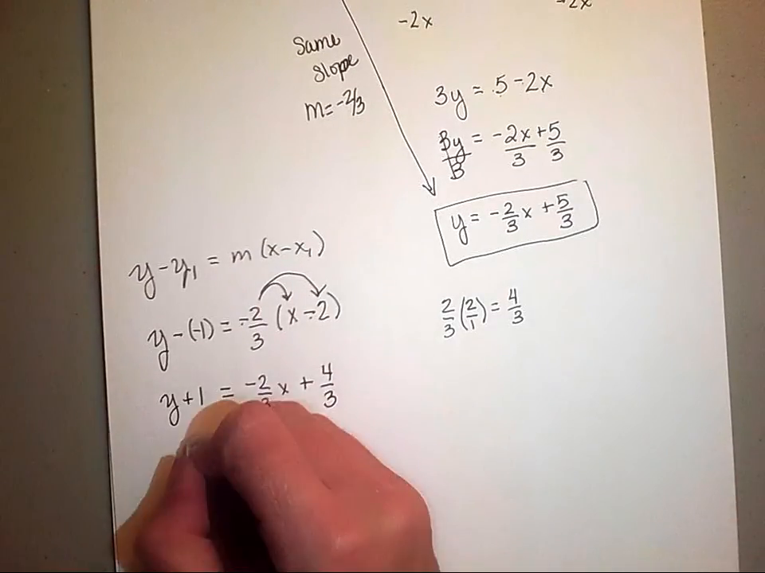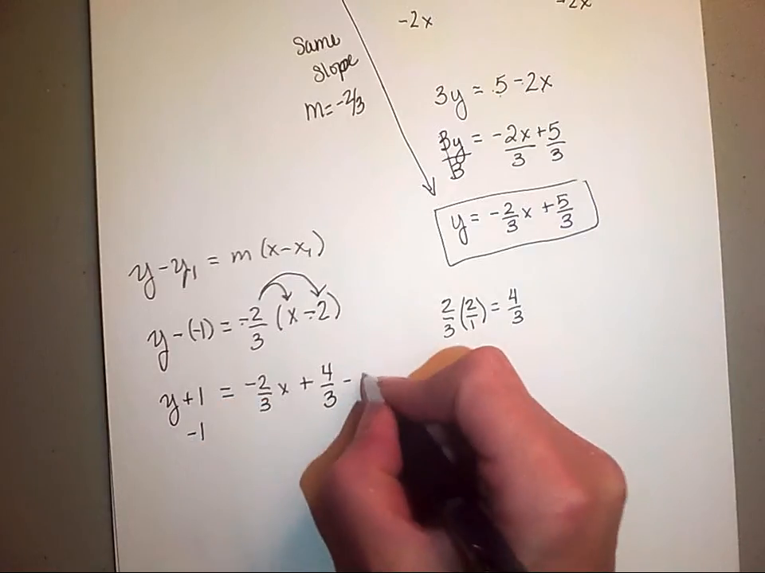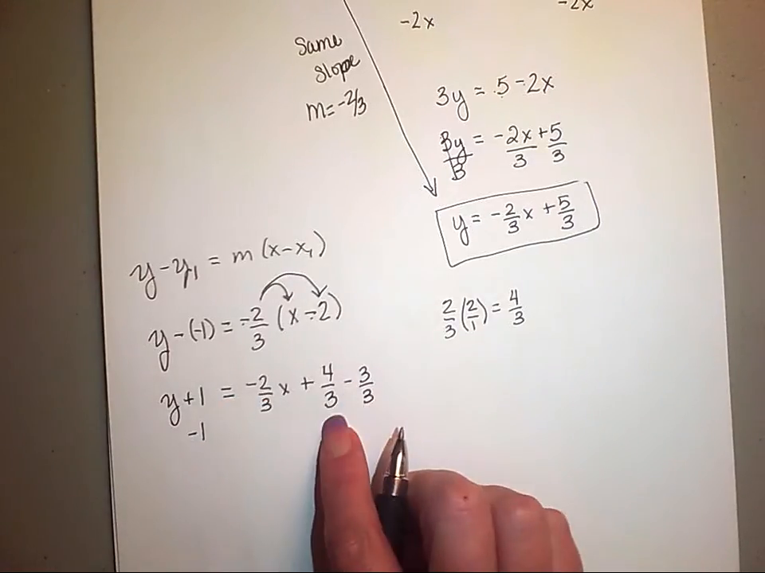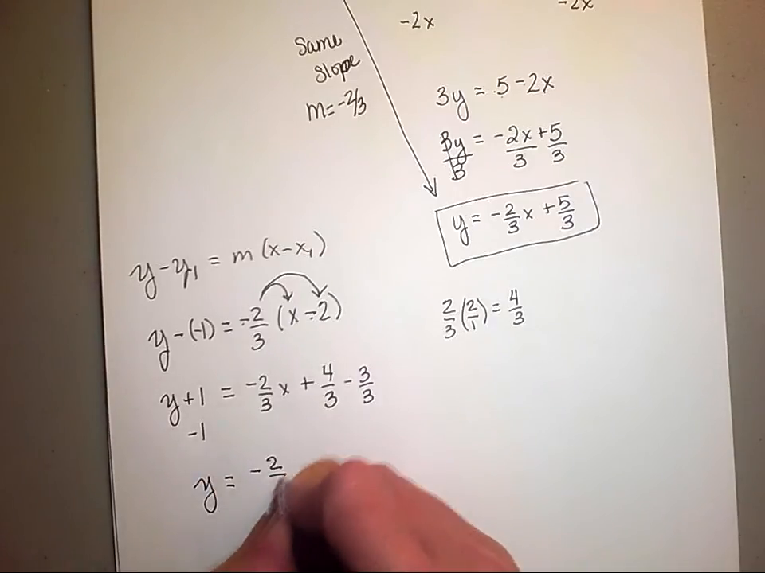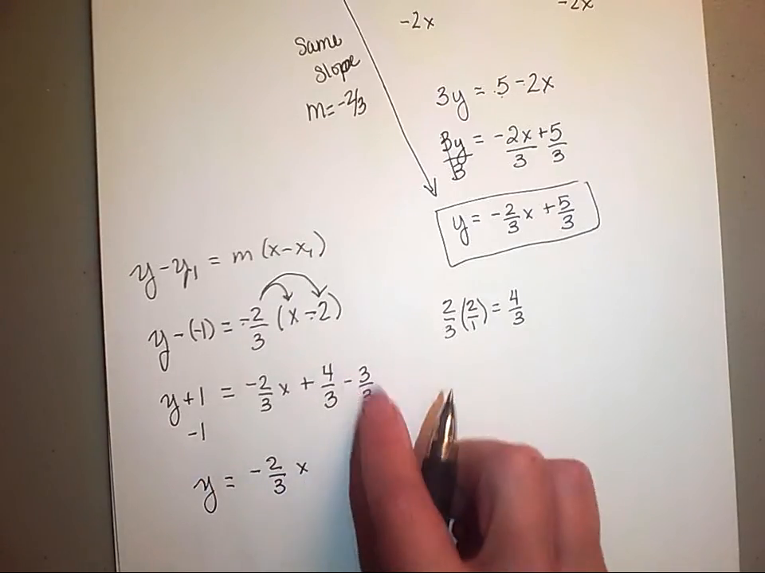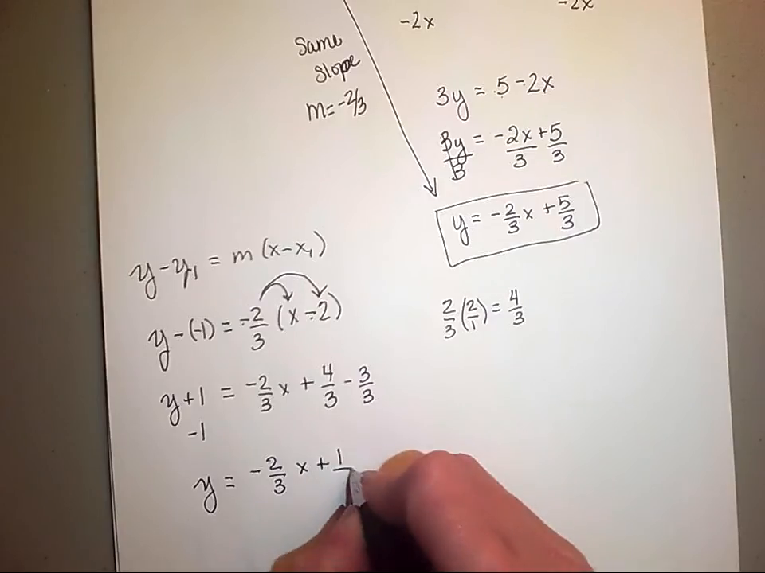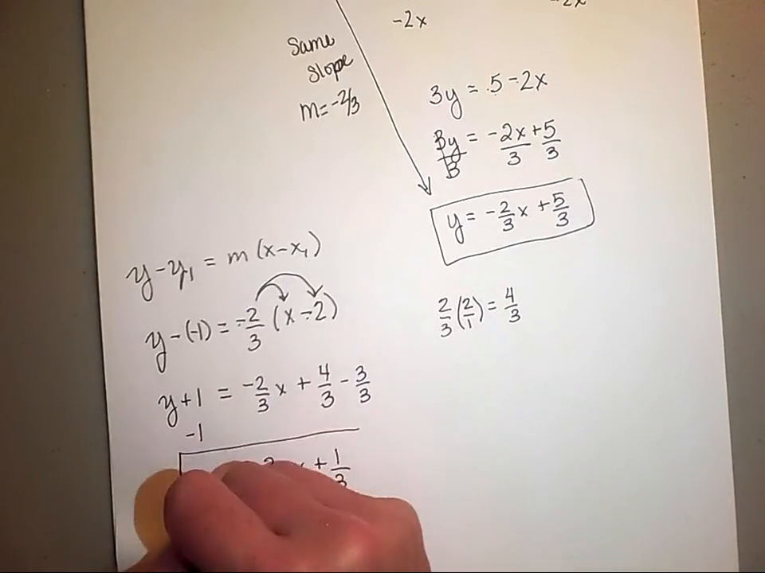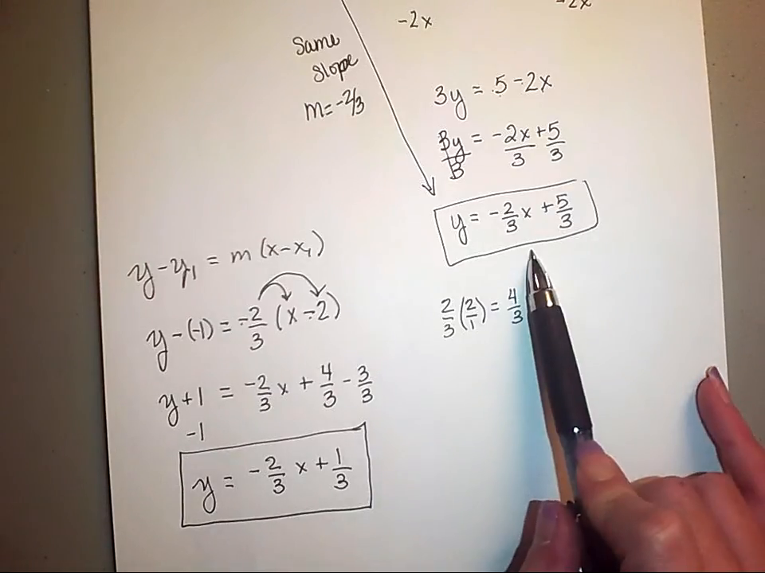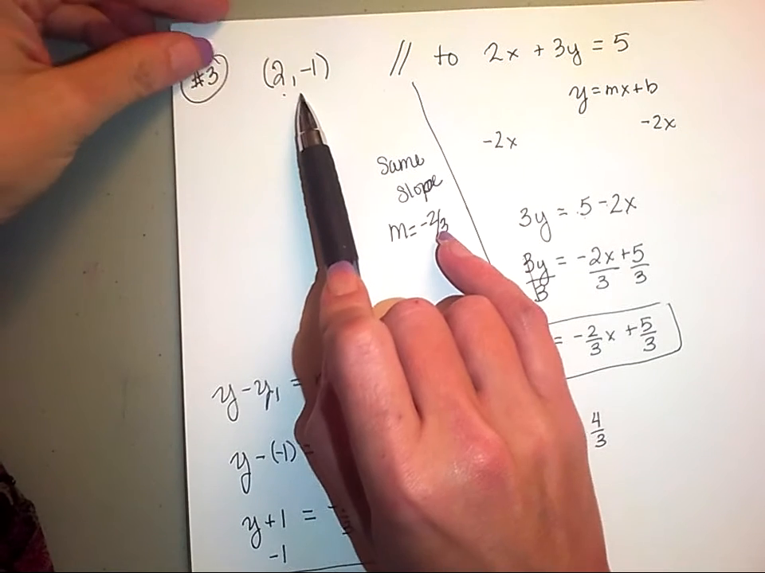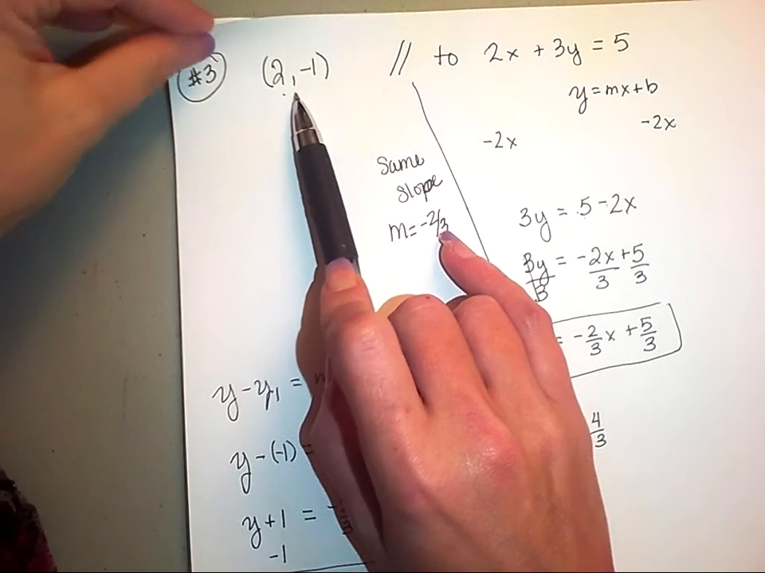Now we'll just solve for y, so we have to subtract 1. Now I'm going to have to subtract 1 over here. It's okay if we just write minus 3 over 3, because we're just going to have to get a common denominator. So y is equal to negative 2/3 of x, and then 4/3 minus 3/3 is plus 1/3. So this is the equation of the line that is parallel to this line that passes through this point. Okay. We'll check it on Desmos. Let's do the next one.